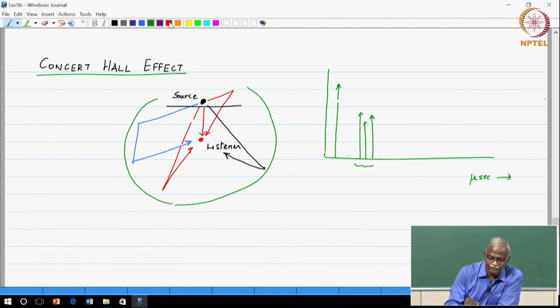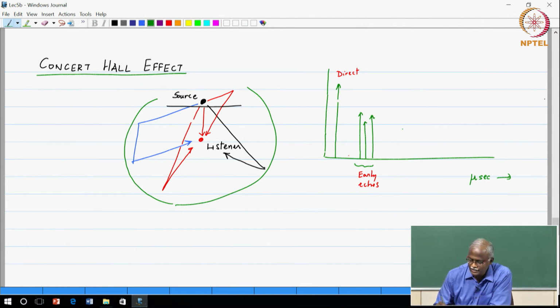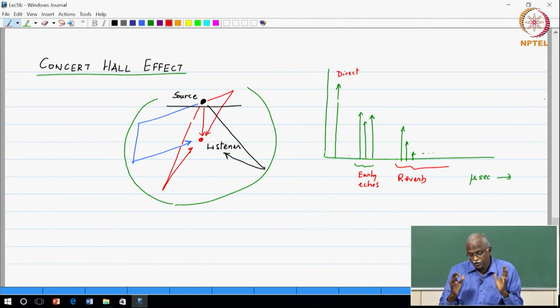So, this is the direct path, then there are early echoes, and then there is the reverberation. These are slightly longer-term echoes, and eventually this dies down. These are called the reverberation components. Now, in those auditoriums you get a perfectly designed and created environment, where you have an optimal combination of these echoes and reverberation, particularly in the locations where you sit, and therefore you enjoy the best of music.